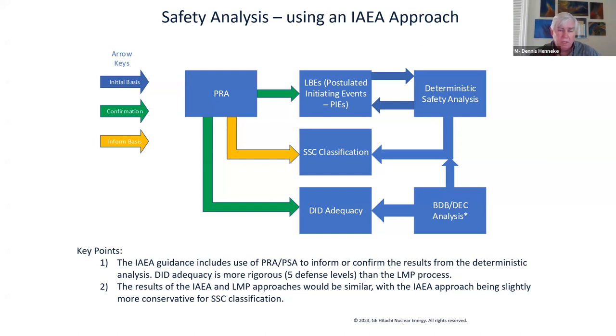everything comes in and has to be justified deterministically. But on the other hand, the PSA under the IAEA approach has to confirm the PIE list, the licensing basis event list, and it has to confirm defense in depth adequacy. And you saw earlier, in my earlier slide, that it can be used to inform safety classification. You can be more aggressive from a risk-informed standpoint and use PSA to adjust your safety classification. So you can turn that middle arrow on the left here from the PRA into confirmation or adjustment or whatever you want, but the base requirements are to inform the safety classification. Look for outliers. Did I miss anything?